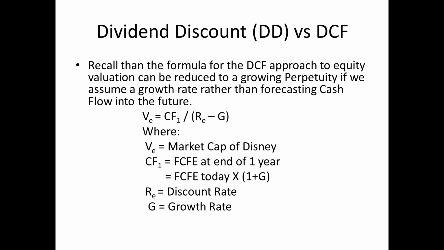If you recall, the formula for the discounted cash flow approach to equity valuation could be reduced to a growing perpetuity if we assume some growth rate. The benefit of that is that we don't then have to forecast cash flows all the way out to forever. We can simply say that it's some cash flow growing at some rate. The main thing I want to draw your attention to is that in the discounted cash flow model, the number we use for cash flows at the end of year one is our estimate of free cash flows to equity at the end of that year.